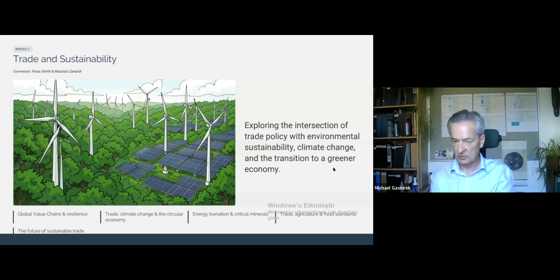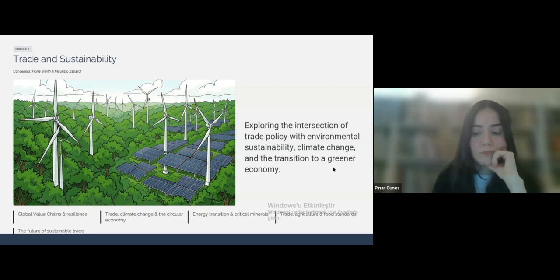The second module is called Trade and Sustainability, and here we're really interested in understanding the intersection of trade policy with issues of environmental sustainability, climate change, and the transition to a greener economy. The challenges to the environment, climate change, are one of the biggest challenges I think facing society, and trade interacts with that in all sorts of ways, both positive and negative, and it's really important to understand those elements.